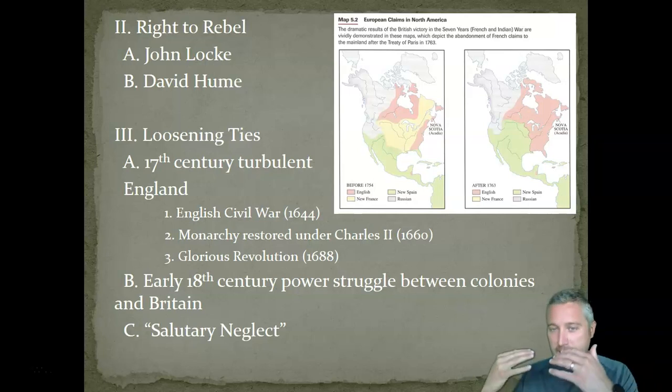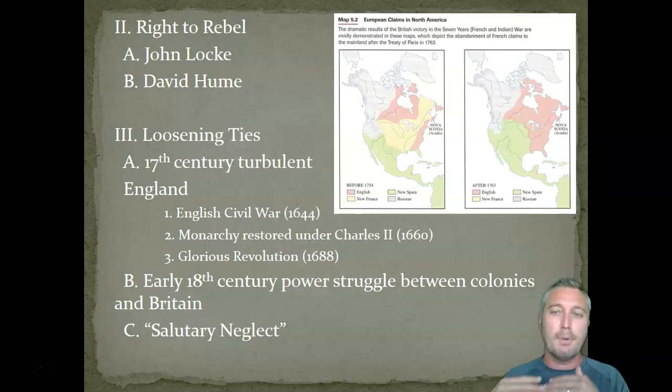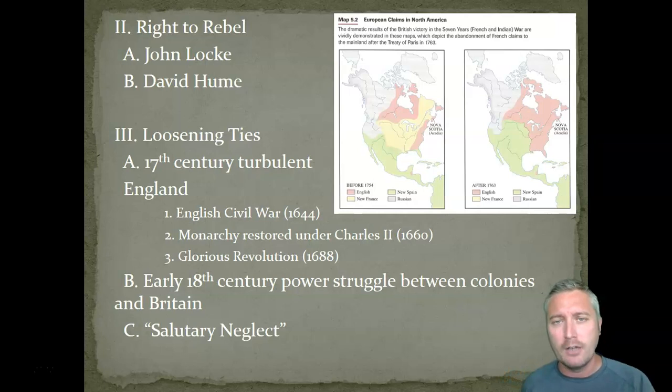But it's after the Glorious Revolution that Parliament elevates to really the string pullers. They're the ones that are making the decisions. They're the ones that are leading the British government. And so just understand that. From this point on, what the American colonists are going to be focused on is dealing with Parliament.